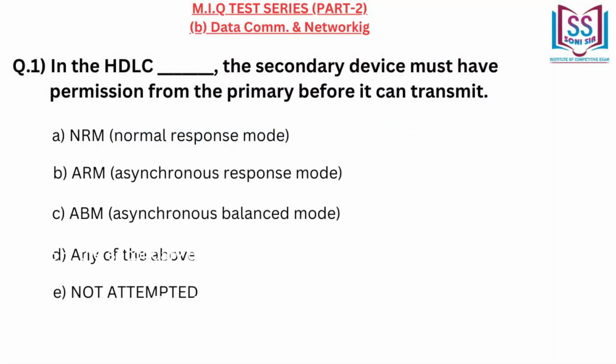In HDLC, the secondary device must have permission from the primary before it can transmit. A. NRM, normal response mode. B. ARM, asynchronous response mode. C. ABM, asynchronous balanced mode. D. Any of the above.